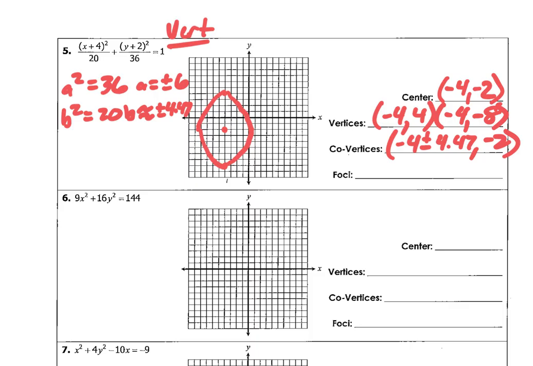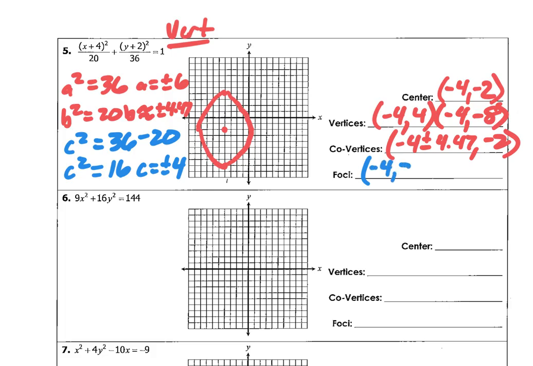And then for the foci, the good thing here about the foci is that c squared is 16, so c is plus or minus 4. So our foci are going to go up 4 and down 4. So if I'm at -4, -2, if I go up 4, I would be at +2. And if I go down 4, I'd be -4, -6.